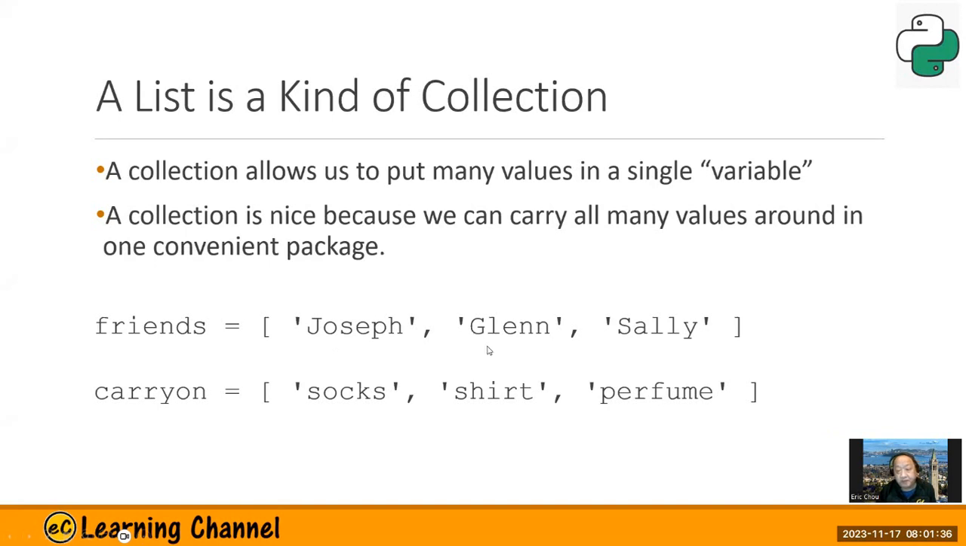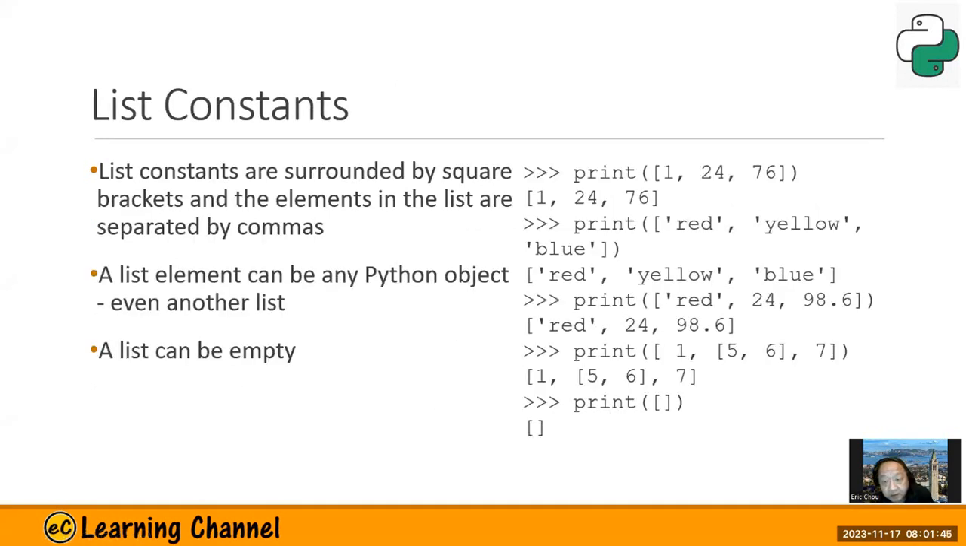So friends equals Joseph, Glenn, and Sarah. Carry-on equals socks, shirt, and perfume. To concatenate, you can use the plus sign. These list constants use brackets, and you can print them. The constants are surrounded by square brackets, and the elements in the list are separated by commas. A list element can be any Python object, even another list. A list can be empty. For an empty list, you just use the brackets with nothing inside.